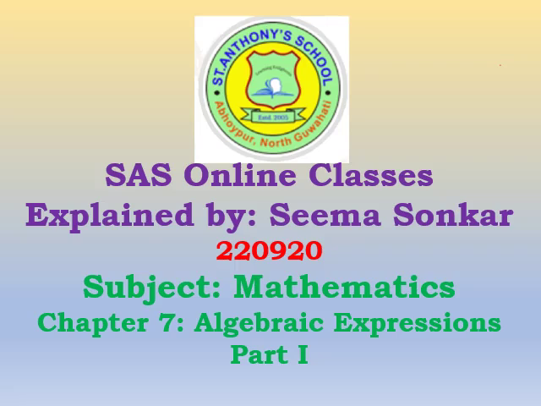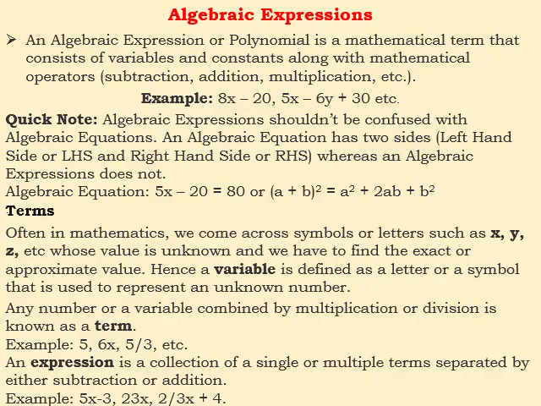Let us start a new chapter of your book, that is chapter 7, Algebraic Expressions. An expression, an algebraic expression or a polynomial is a mathematical term that consists of variables, constants, and some other mathematical operators, which may include the sign of addition, subtraction, and multiplication.